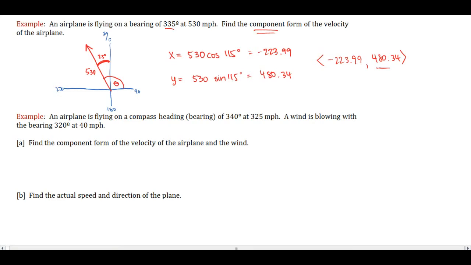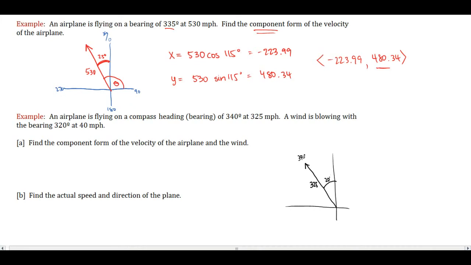Now, what does that help us with? Look at the next example. We've got an airplane flying, and we've got wind blowing. And so the question is, where's the plane going, right? We want to know where they're headed if this is happening, because then they're going to be off course because of the wind. So again, I'm going to try to draw this picture. I noticed that the airplane has a bearing of, what is that, 325. It's going really fast, 325 miles an hour. So it's going pretty quick at a bearing of 340 degrees, which tells me that this angle right here is 20 degrees. Because again, bearing starts at 0 north.